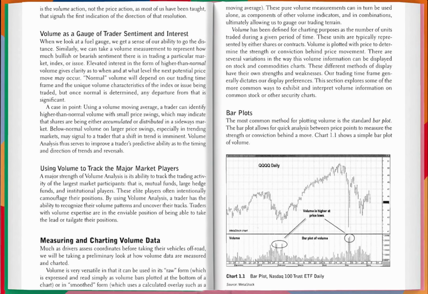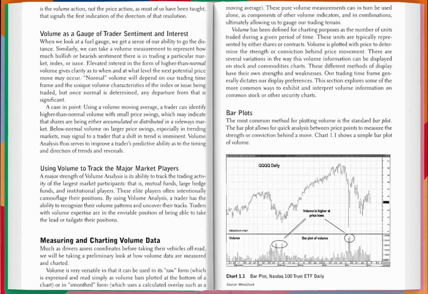Measuring and charting volume data. Much as drivers assess coordinates before taking their vehicles off-road, we will be taking a preliminary look at how volume data are measured and charted. Volume is very versatile in that it can be used in its raw form, which is expressed and reads simply as volume bars plotted at the bottom of a chart, or in smoothed form, which uses a calculated overlay such as a moving average. These pure volume measurements can in turn be used alone, as components of other volume indicators, and in combinations, ultimately allowing us to gauge our trading terrain.